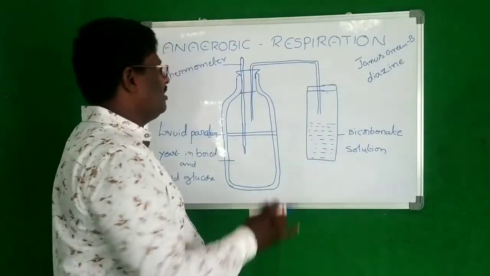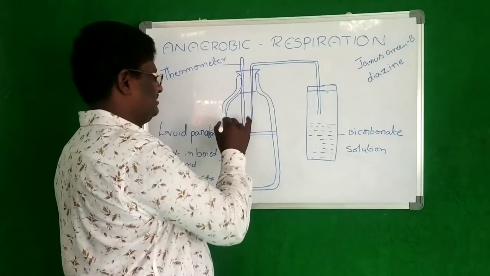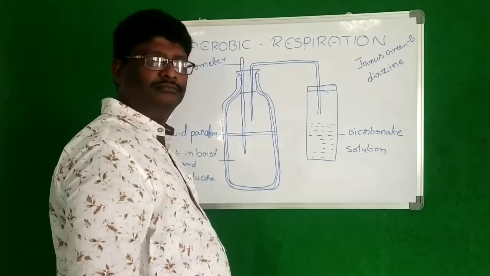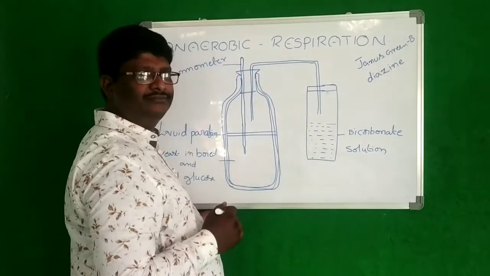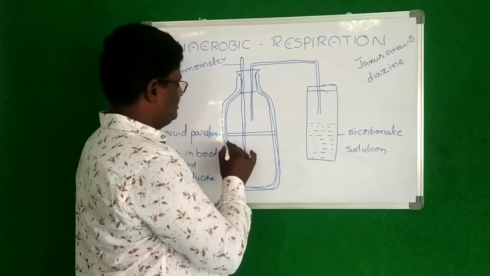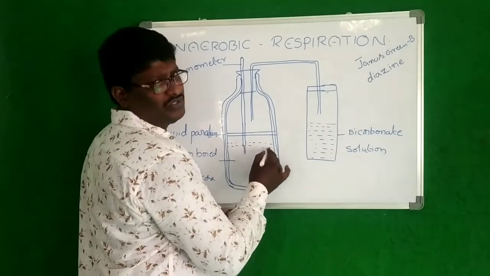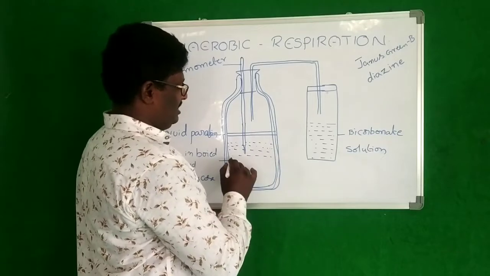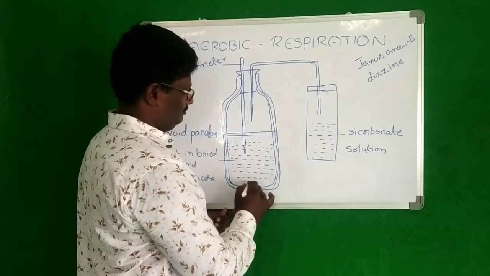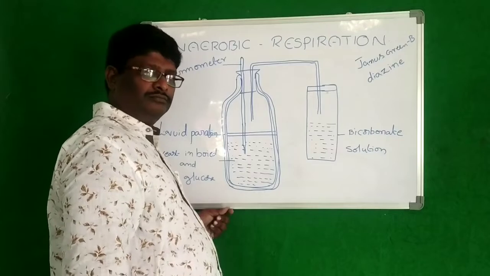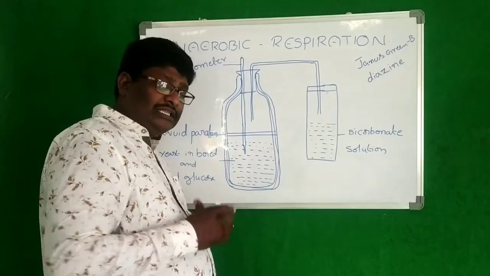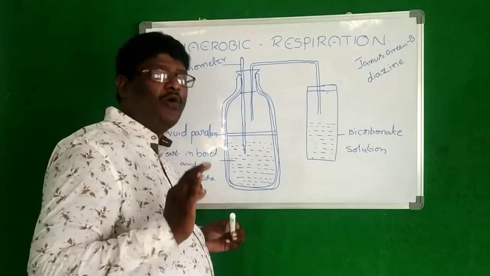So first, we have to take one thermal flask. In that, we have to take glucose solution, or sugar solution. This is glucose solution. When we are taking glucose solution, it should not have oxygen.